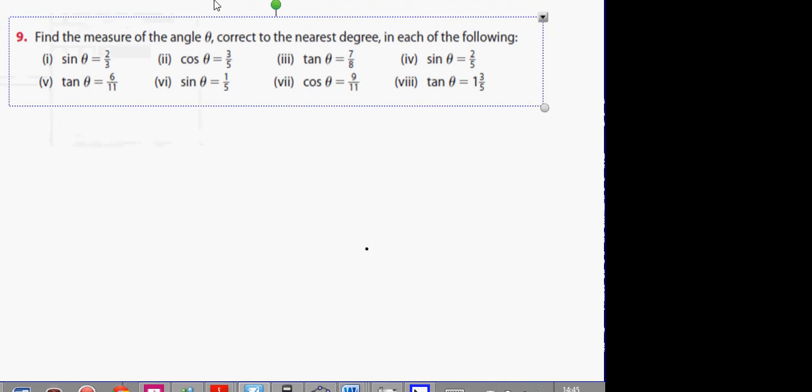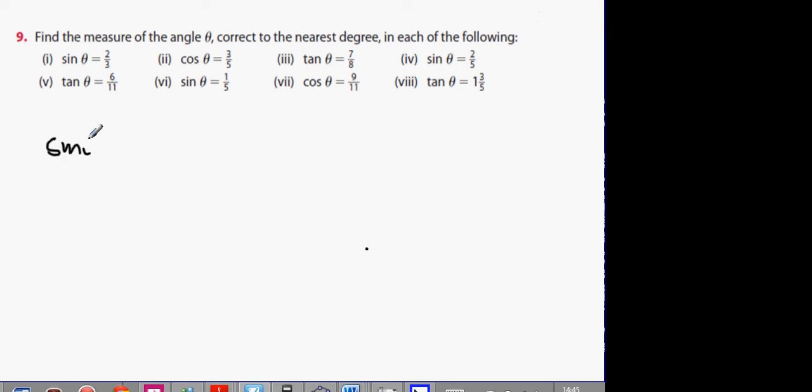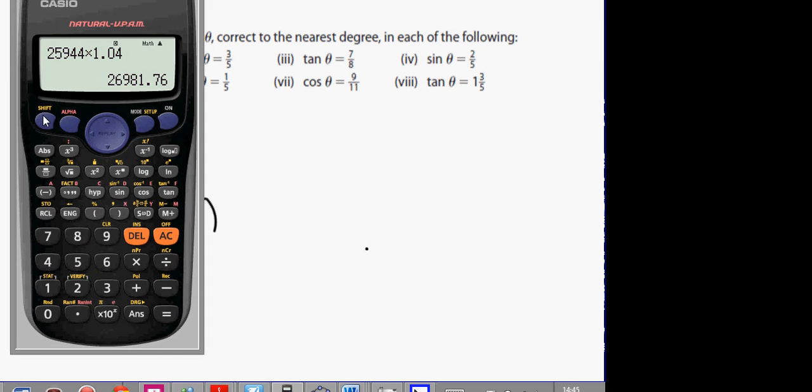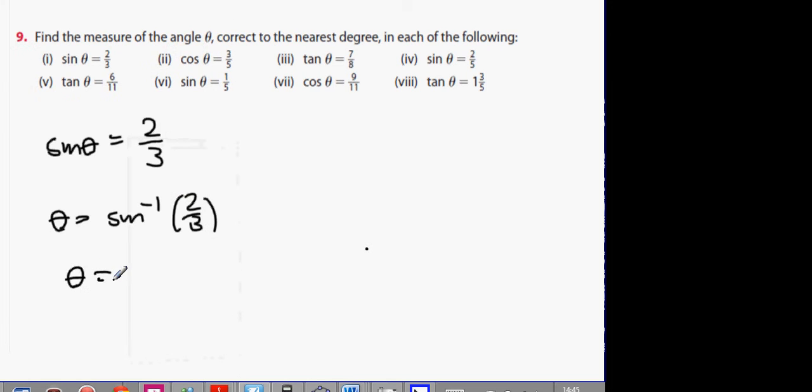Let's remember what this actually means. If sine theta equals 2 over 3, what is the angle theta? Well, the angle theta is sine inverse 2 over 3. So what you need to do in your calculator is put in sine inverse 2 over 3. And when you get sine inverse 2 over 3, you're going to get 41.8 degrees, which rounded off to the nearest one is going to be 42 degrees.